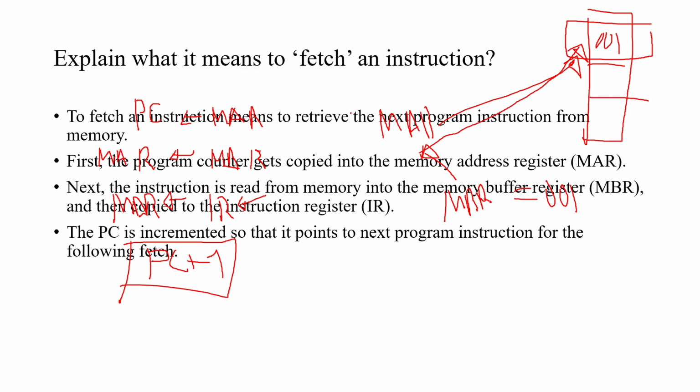So to retrieve the next program instruction from memory, the program counter gets copied into the memory address register. So PC is copied by MAR. Then the next thing is the MBR reads from MAR, the address of MAR, or it holds the address. MAR points to a location in memory. Then the MBR is copied into the instruction register, and then PC is incremented by 1.